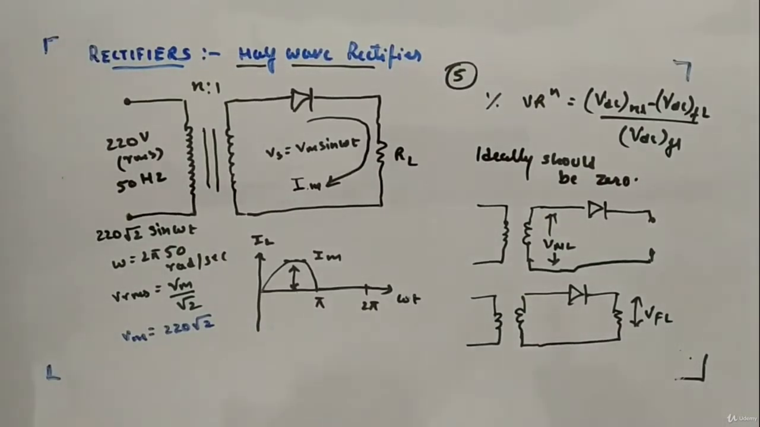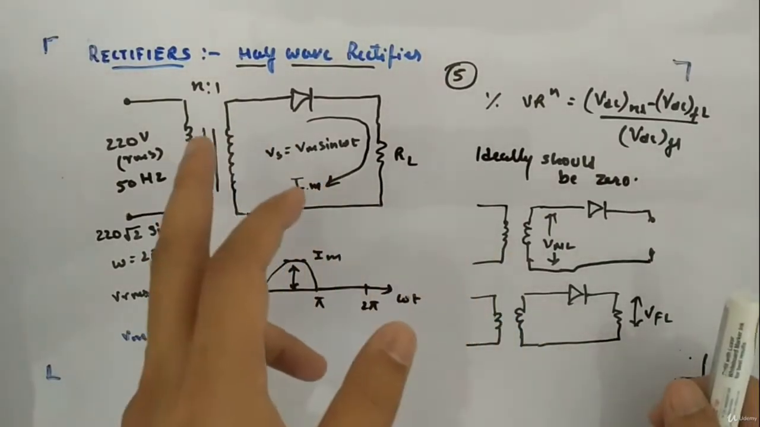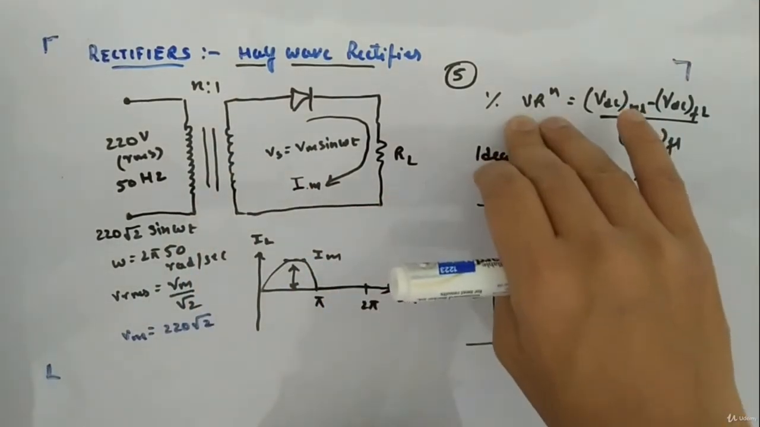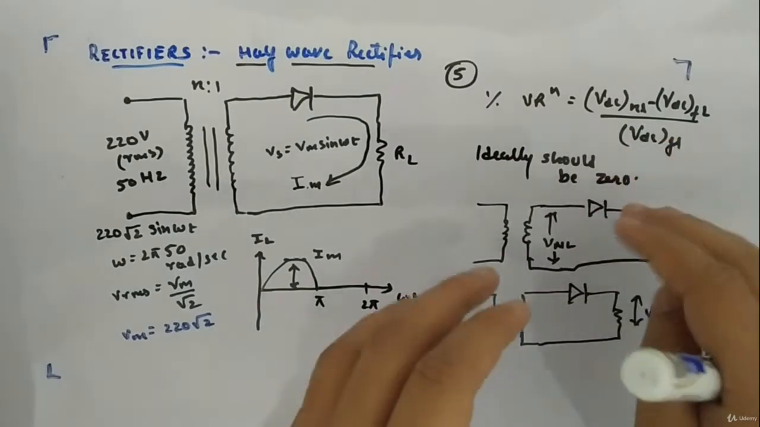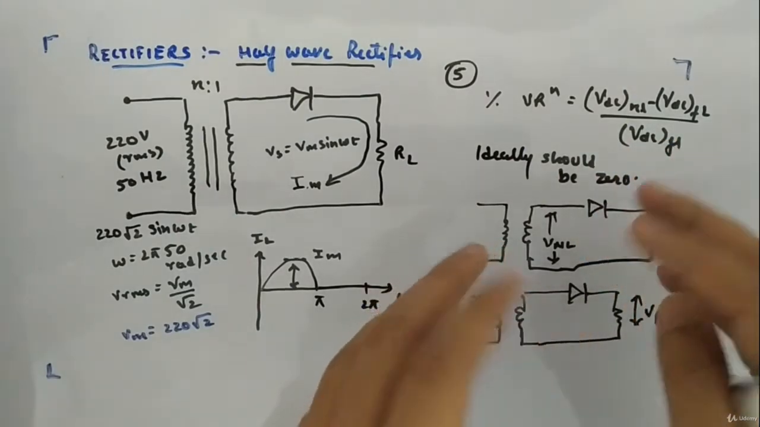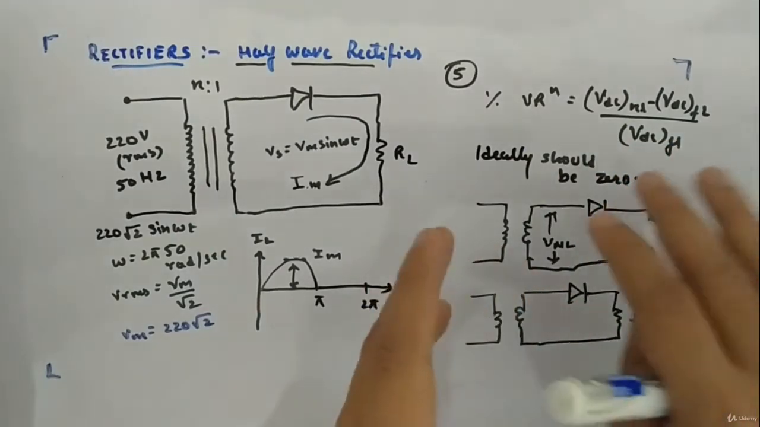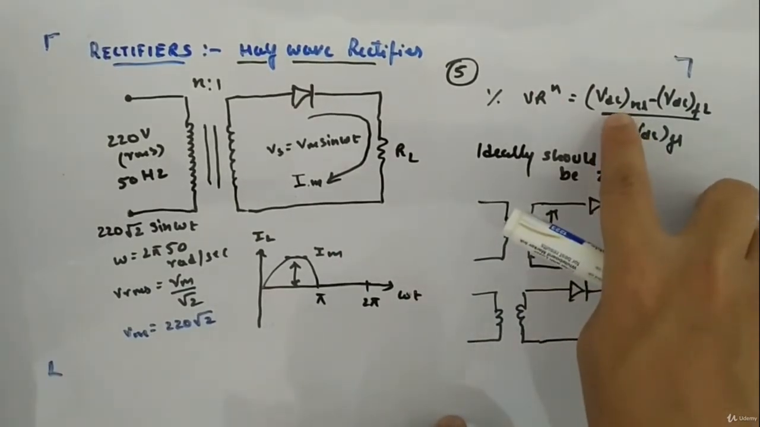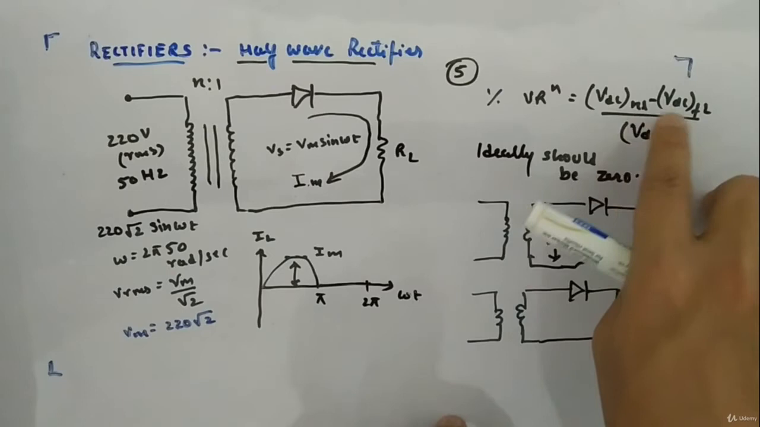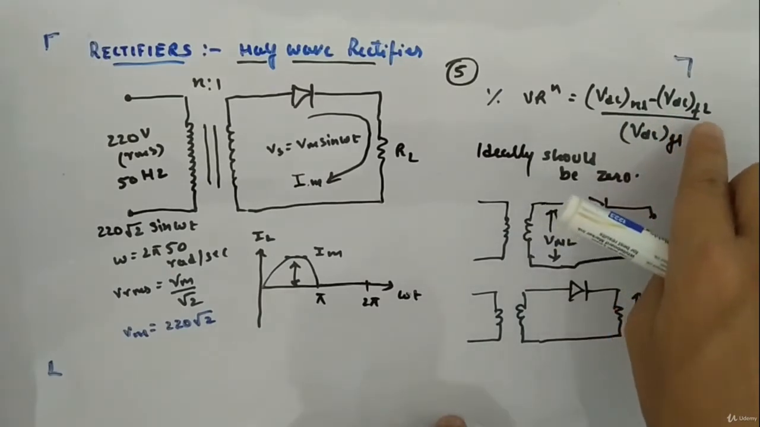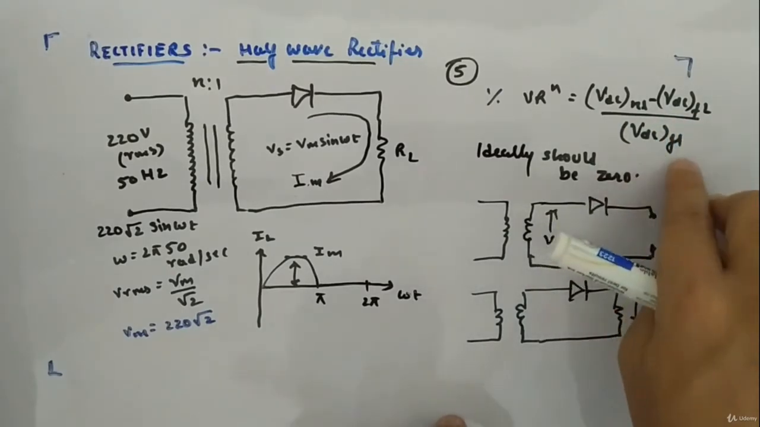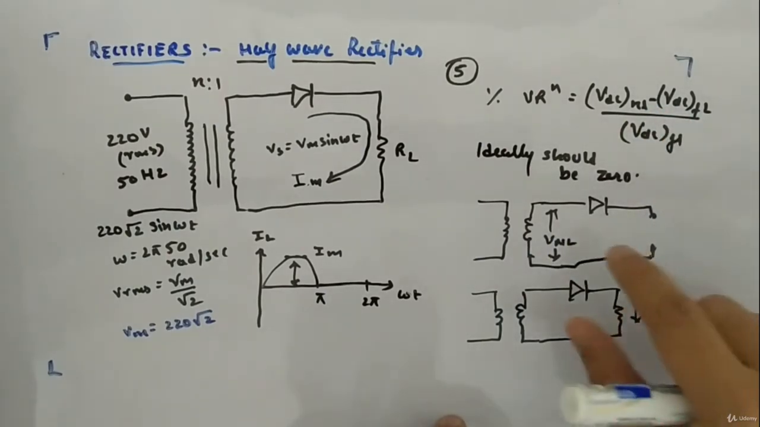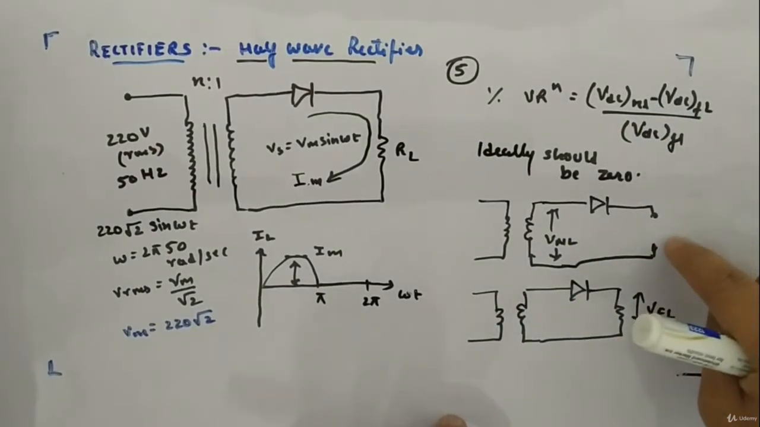Okay, so let's look at the next property, which is voltage regulation, which will tell you the difference between no load and full load DC voltage. It is defined as DC voltage at no load minus DC voltage at full load, divided by DC voltage at full load. Okay, no load voltage means when there is no load at the output.